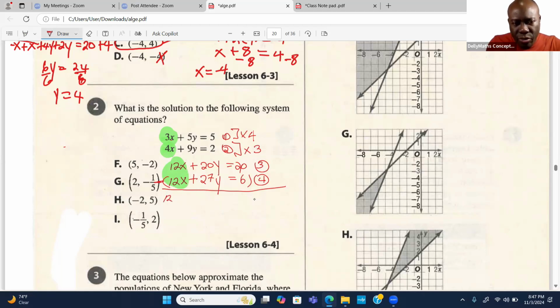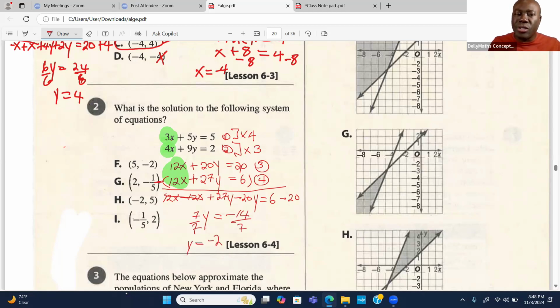So basically, I'm going to have 12x minus 12x, positive 27y, and I'm taking 20y from that. 6 minus 20, and I'm going to simplify. 12x minus 12x is gone, but 27y minus 20y, we're going to be left with 7y. And 6 minus 20, that's negative 14. What we have is 7y equals negative 14. So let's divide both sides by 7. We're getting that y is equal to negative 2.